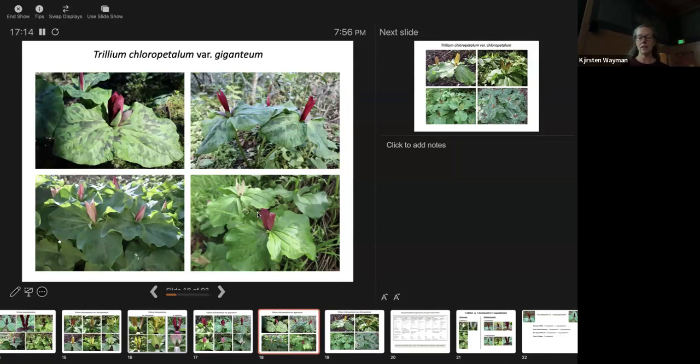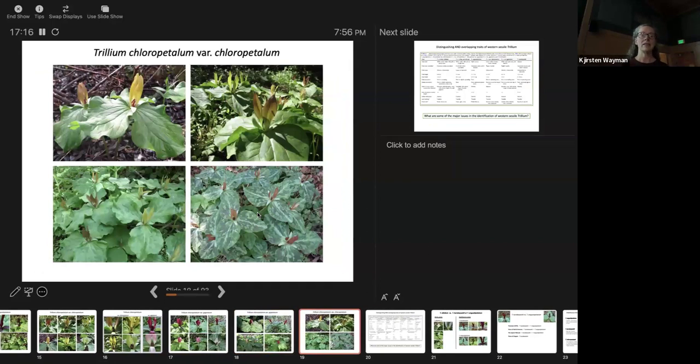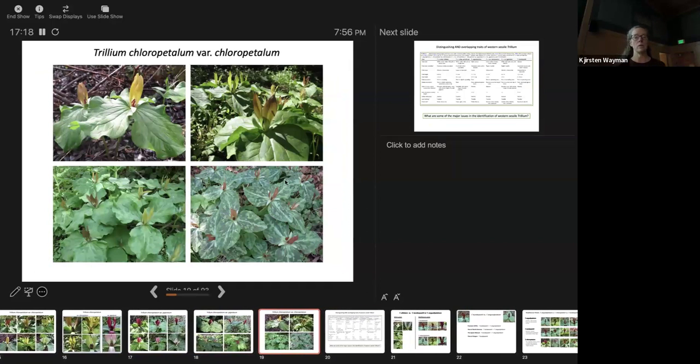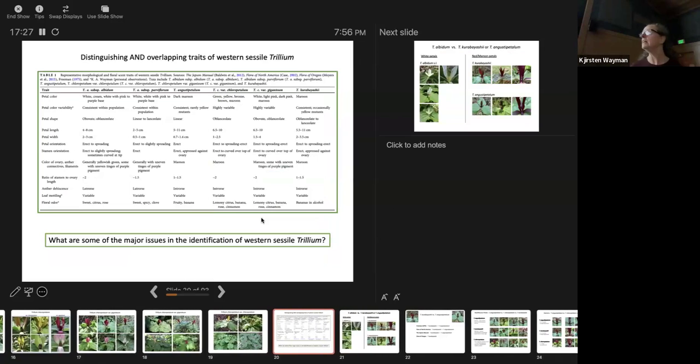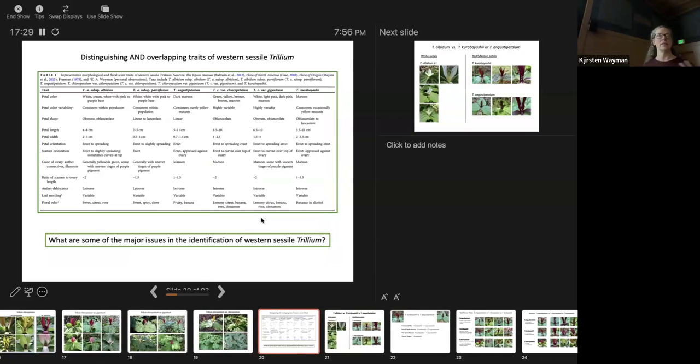So we've got lots of variation in these populations. And the same is true for variety chloropetalum. We'll see different petal colors occurring right next to each other, or we might just see a large cluster of all one petal color. Now, here's a table showing some of the distinguishing traits that we can find for these Trillium.